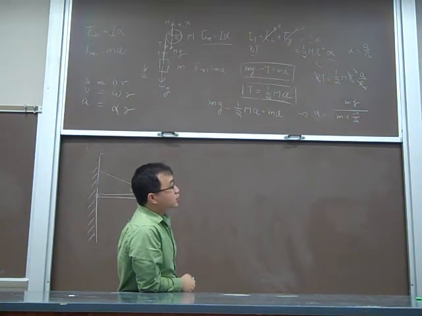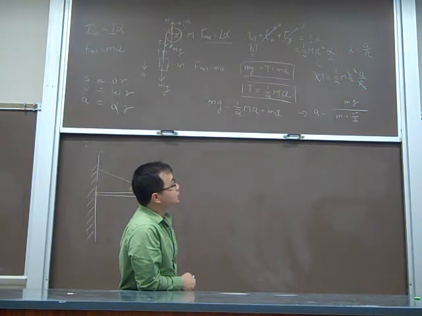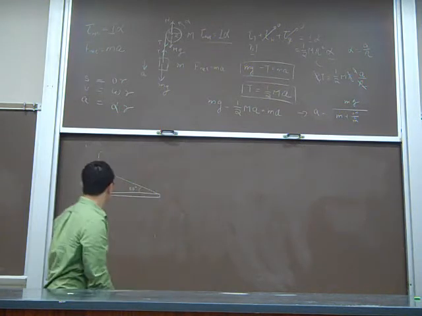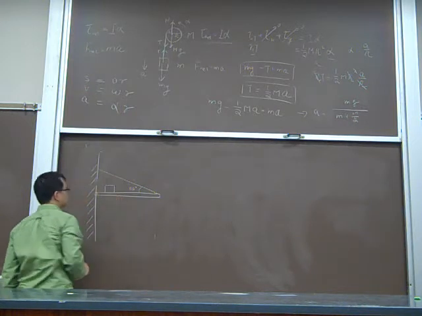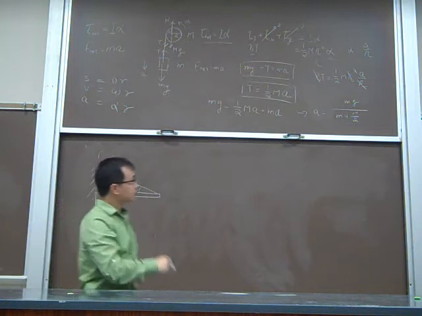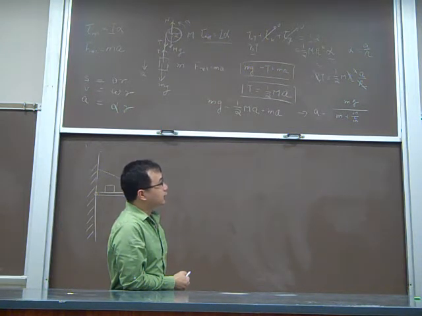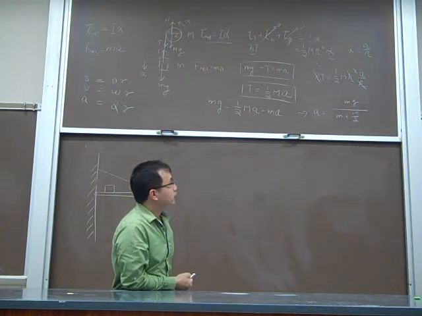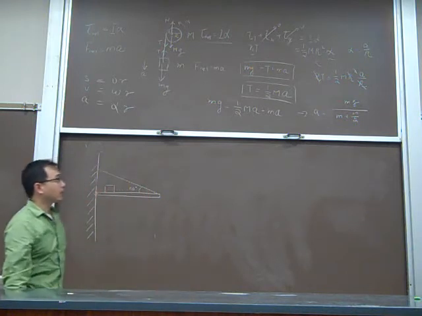A block of weight 200 Newton is placed on the bar at a distance 0.5 meters from the wall. So you have a block here. We want to find the tension in the wire. Find the vertical and horizontal components of the force of the hinge on the bar. Okay.